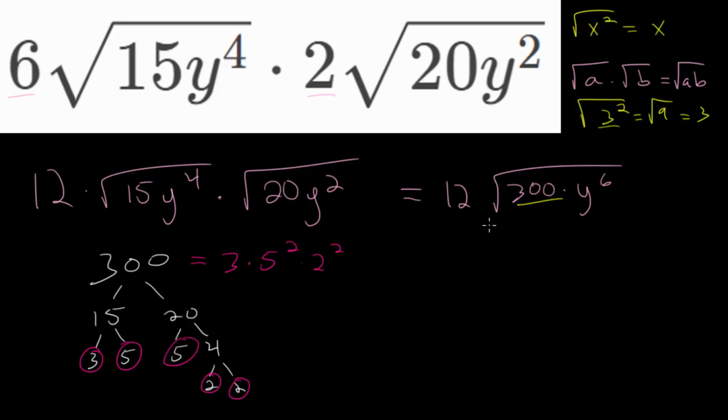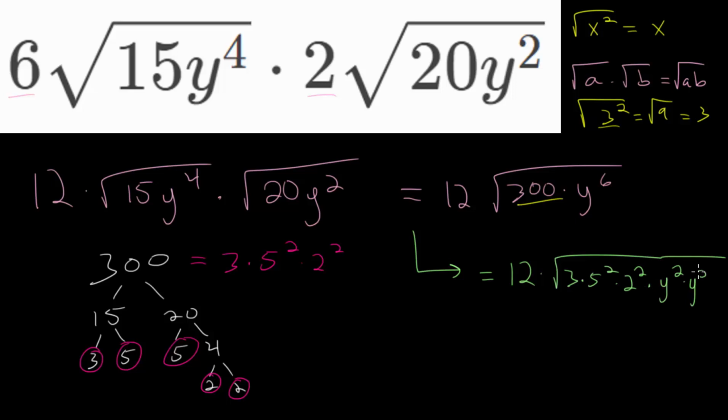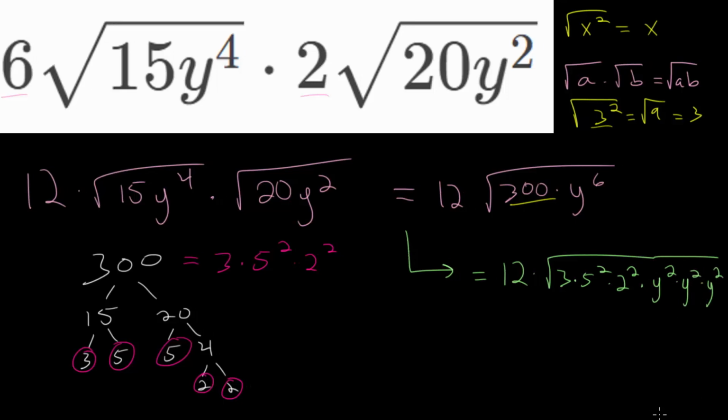And let's rewrite all of this under the square root. We have 12 multiplied by the square root of 300, but we know this is just 3 multiplied by 5 squared multiplied by 2 squared. And with y to the 6th, we can do the same thing. We can break this up into perfect squares. Y to the 6th is really just y squared times y squared times y squared. Let me just make a bit more room here. And we'll basically just use this fact now. But before we do that, we will use this fact.